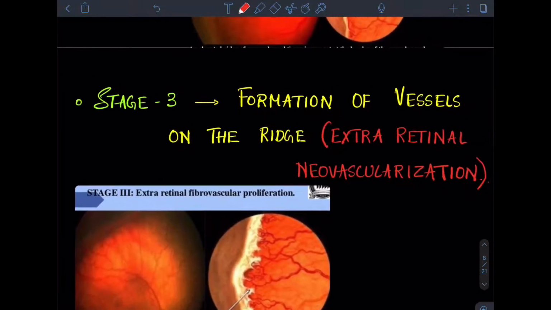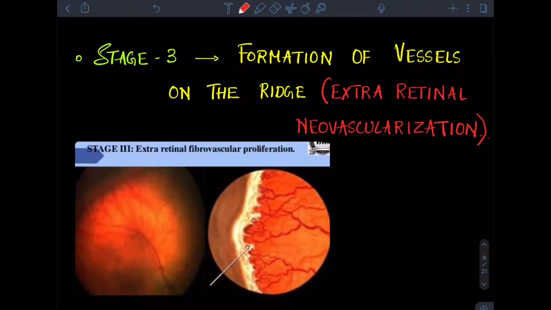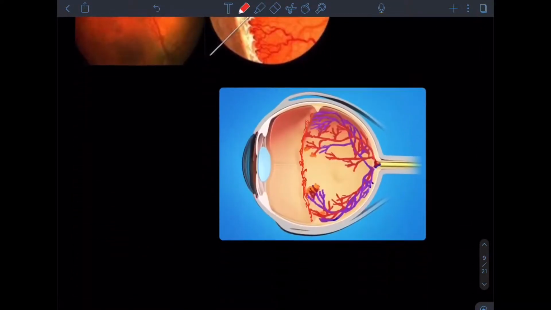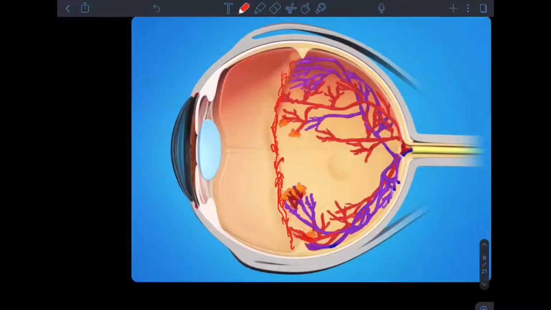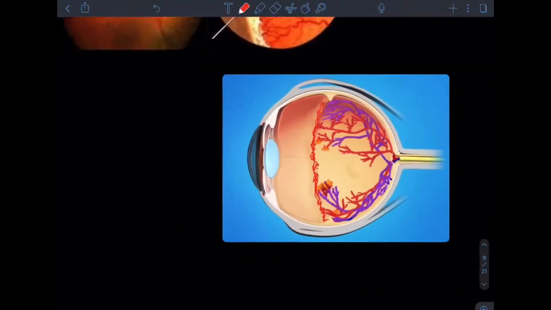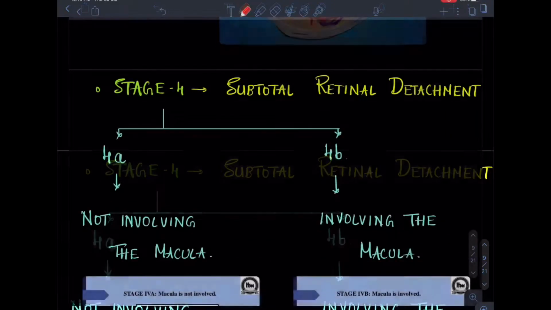Now coming to stage 3. In stage 3, there is formation of vessels on the ridge. That is, extraretinal neovascularization can be seen. Okay. So here, if this is the ridge, upon that we can see neovascularization. So this is stage 3. Now coming to stage 4.